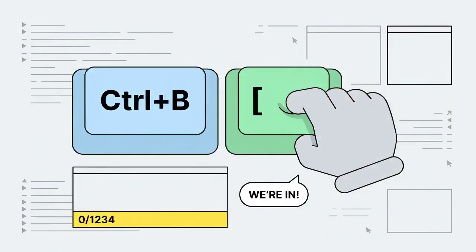To enter copy mode from any tmux pane, press the prefix key, that's Ctrl+B by default, followed by the left bracket key. Two things happen. The cursor jumps into your scrollback buffer, and a bright yellow status bar appears at the bottom showing your position, like 0/1234, indicating cursor line over total lines. Press Q or Escape at any time to exit without copying.